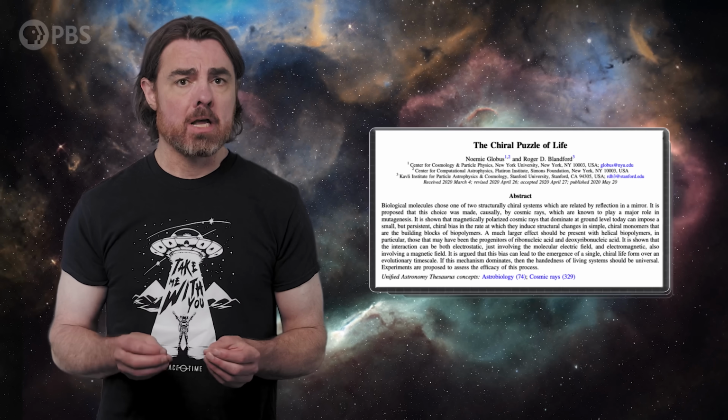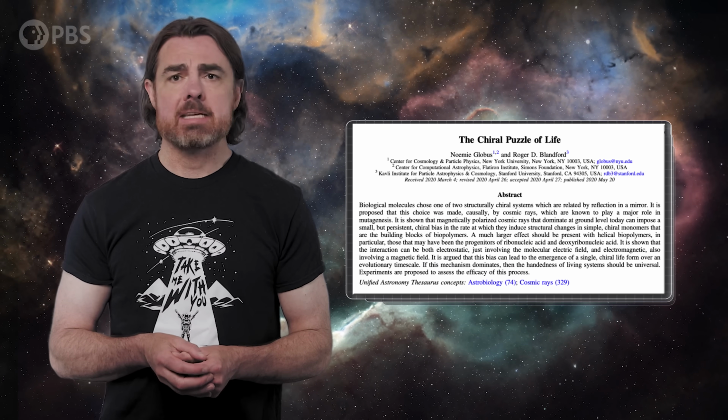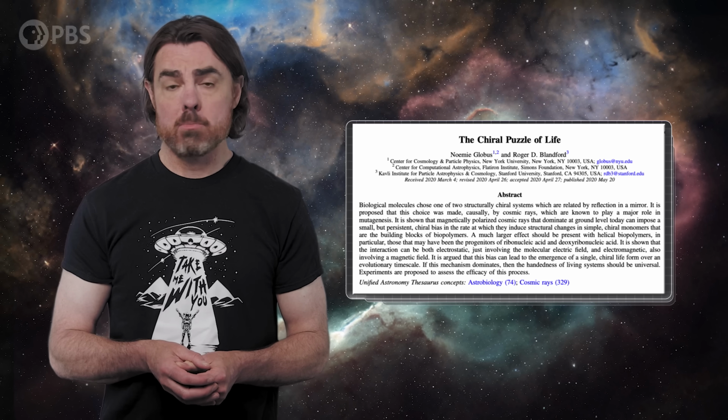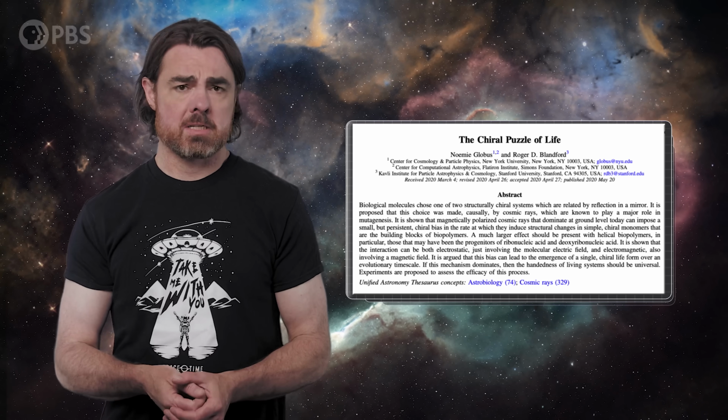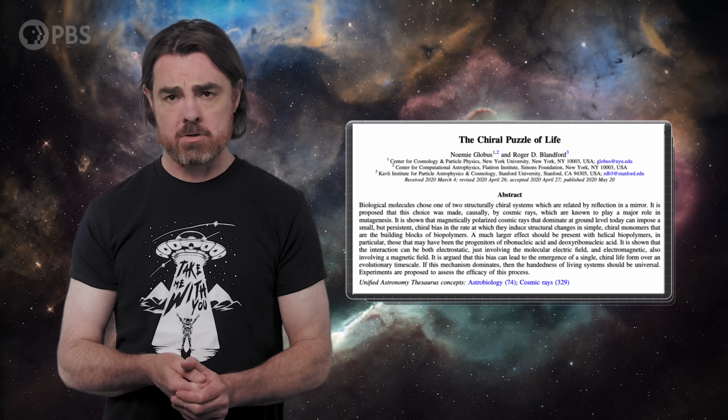Today, we're going to look at the idea that the handedness of life is connected to the fundamental mirror asymmetry of the universe itself. We'll focus on a paper by Naomi Globus and Roger Blandford that proposes that this asymmetry may have been delivered to Earth by cosmic rays. But before we get to the cool physics and space stuff, let's do some biochemistry.